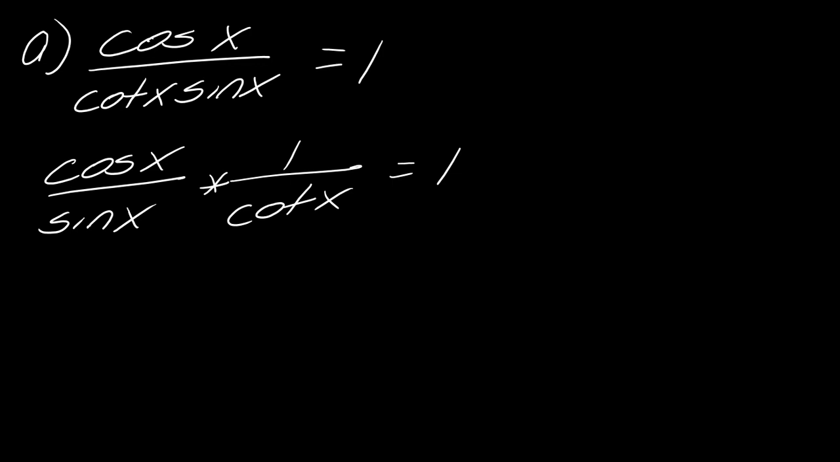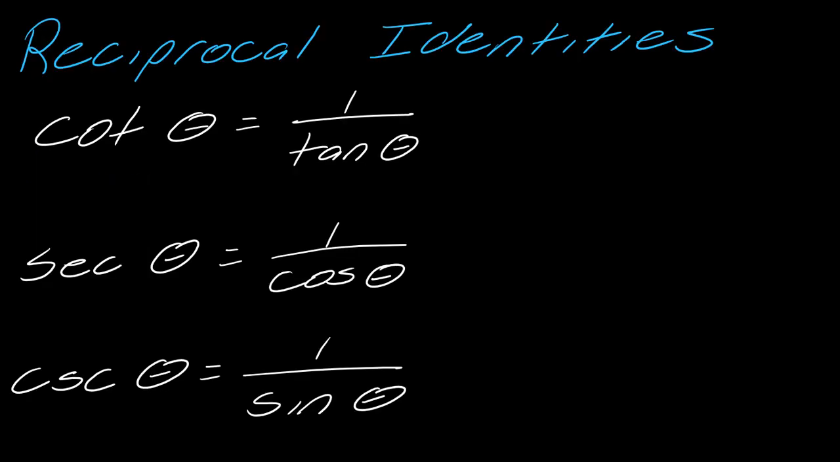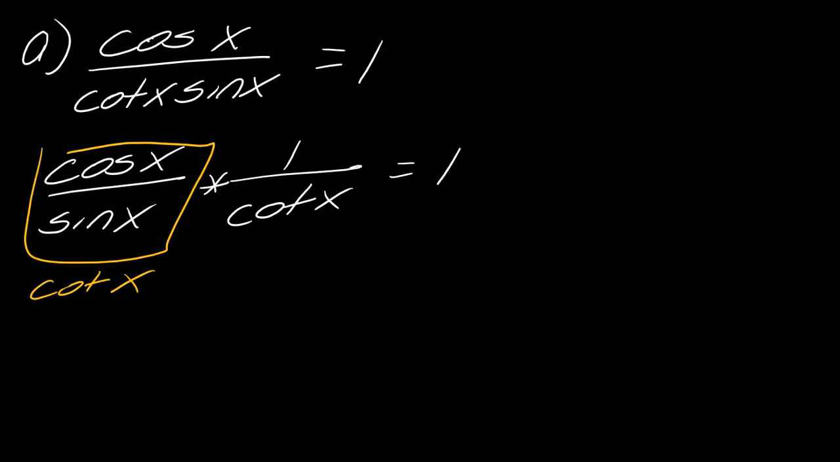So this is cotangent of x. And then with my reciprocal identities, which I've talked about in other videos, cotangent of theta is equal to 1 over tangent of theta, and the opposite is true, meaning tangent of theta equals 1 over cotangent of theta. So I can use either one of those. So this is tangent x.